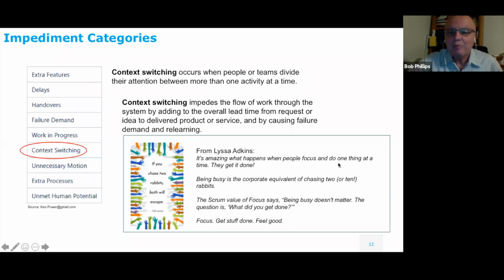It's amazing what happens when people focus and do one thing at a time. They get it done, pretty much what we've been talking about. Being busy is a corporate equivalent of chasing 2 or 10 rabbits. And this is really important. The Scrum value of focus says, being busy doesn't matter. The question is, what did you get done? And basically, that's really what it's all about. It doesn't matter if you're actually multitasking and doing all these things. What are you delivering? What value is the business getting? So that's context switching.